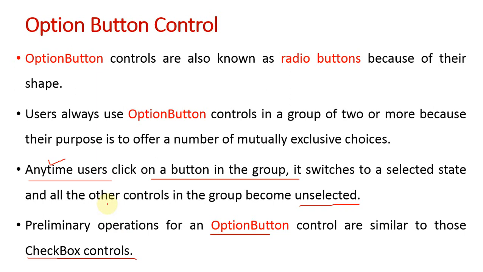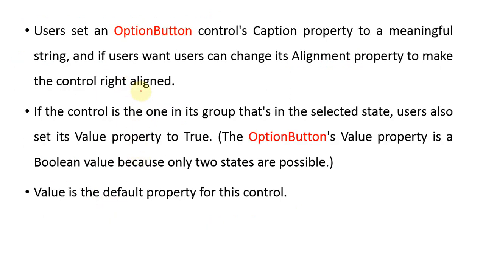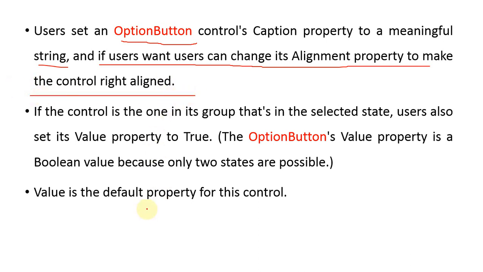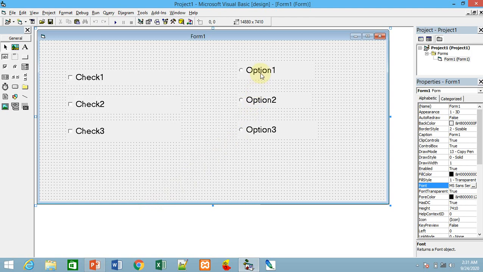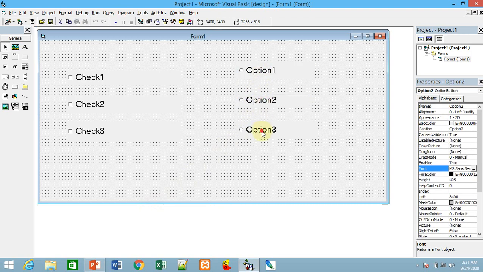In the real world, users set an option button control's caption property to a meaningful string, and if users want, they can change its alignment property to make the control right aligned. Again I will show you. These are the option buttons. This is Option 1, so you can change the caption. I will change it to BSc.